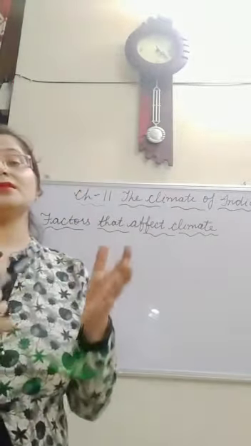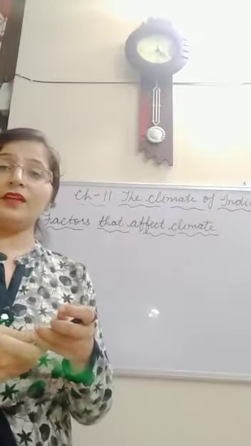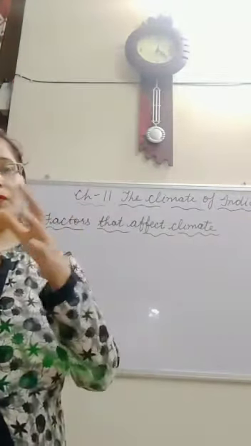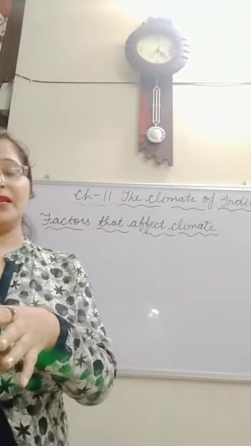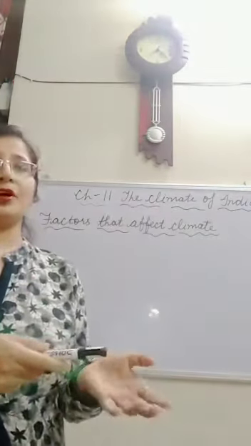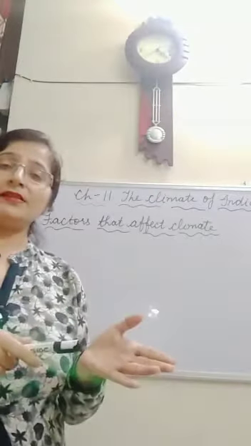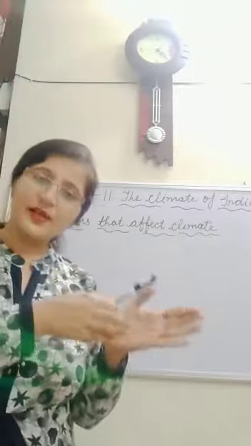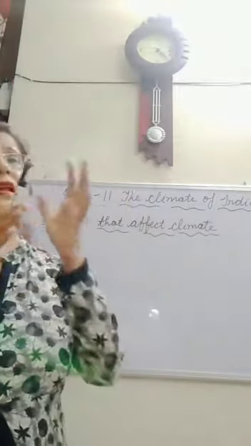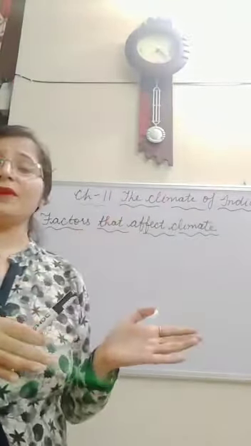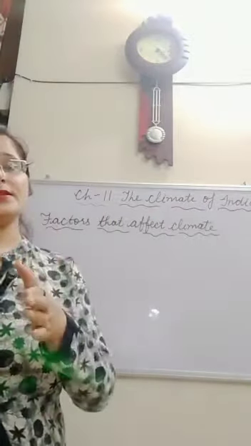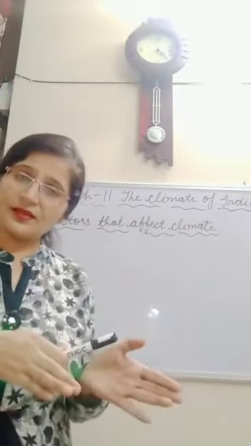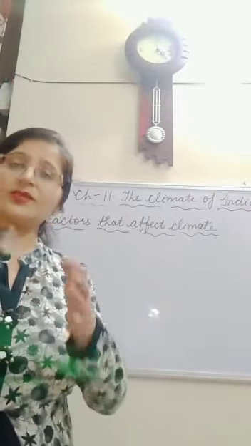And I told you earlier about climate also. Climate is the sum total of the weather at a place over a very long period of time. The weather of a place may keep changing, but the climate of a place remains more or less the same for years and years. So this is the difference between weather and climate.